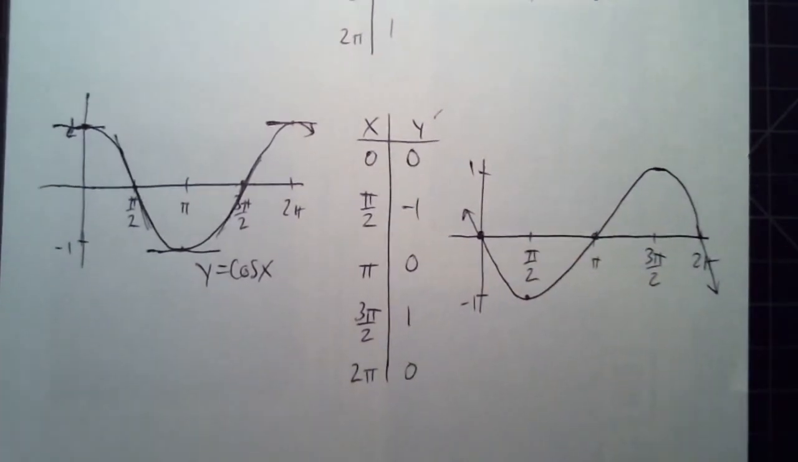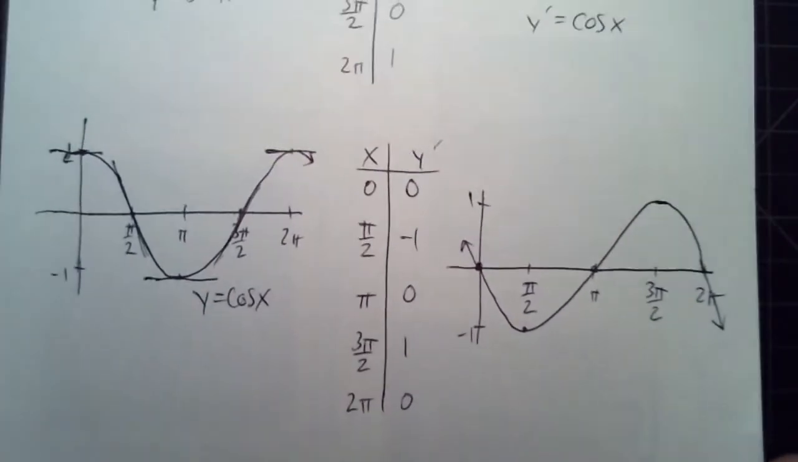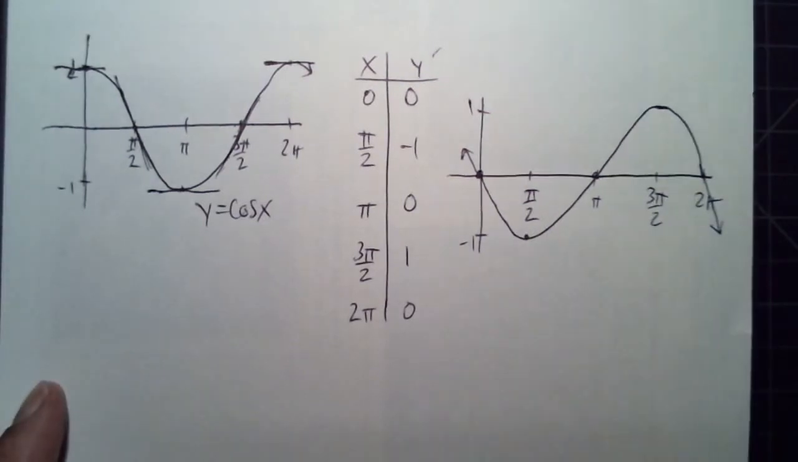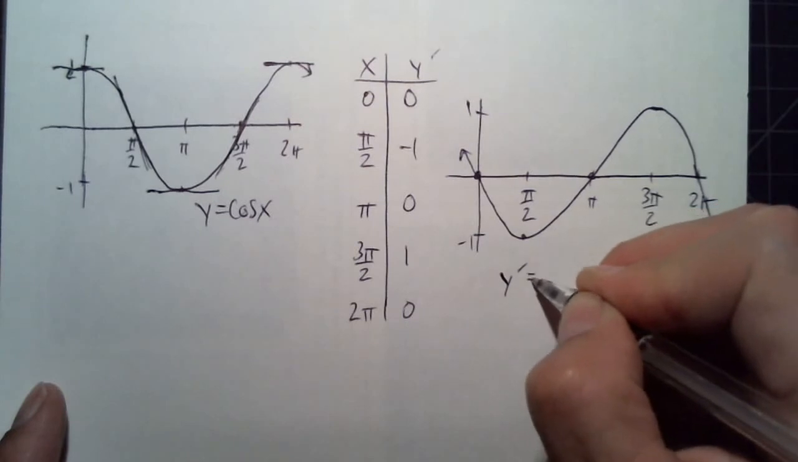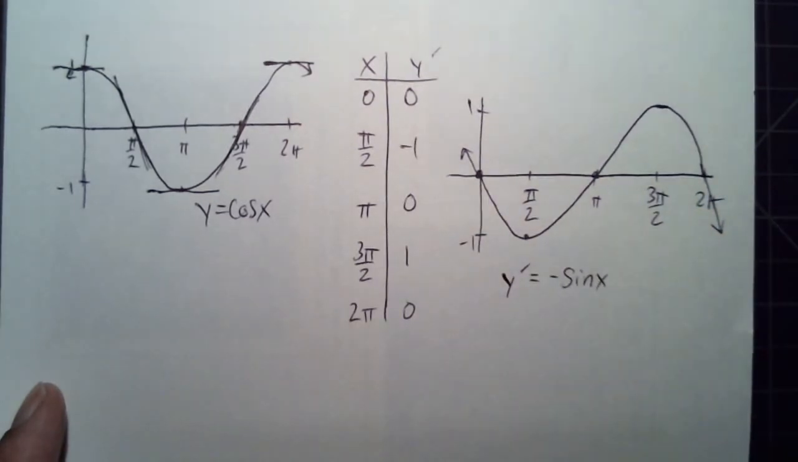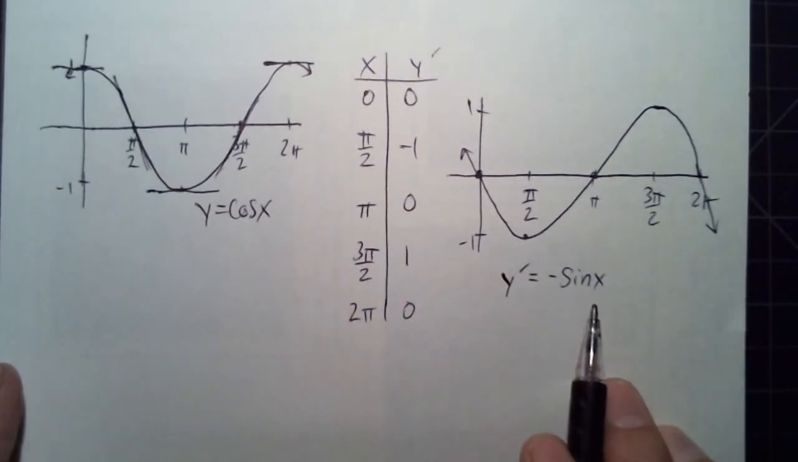And we could describe this graph with different functions, like using translations. We could say that's sine that's shifted to the right, but instead the easier way to describe it would just be negative sine. So now we see that the derivative of cosine is negative sine.